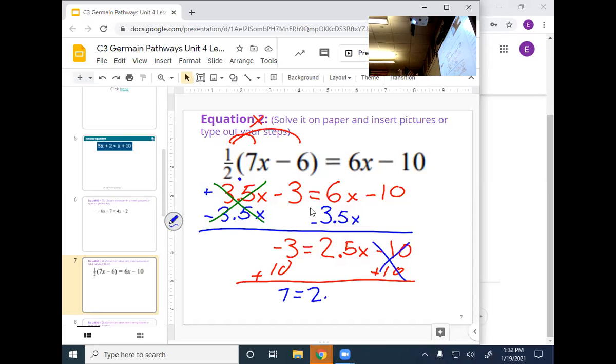Plus 10. What am I gonna get here? -3 plus 10 gets me what? What do we think? Calculator, what do we think? Olivia? 7. Very good. Positive 7 is equal to what? 2.5x. Yes. Okay. Now here we go. We have to get the x by itself. By doing what? Jonathan? Division.